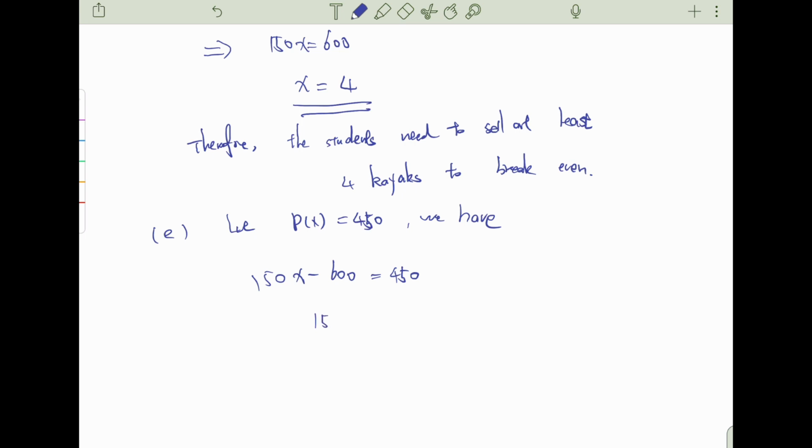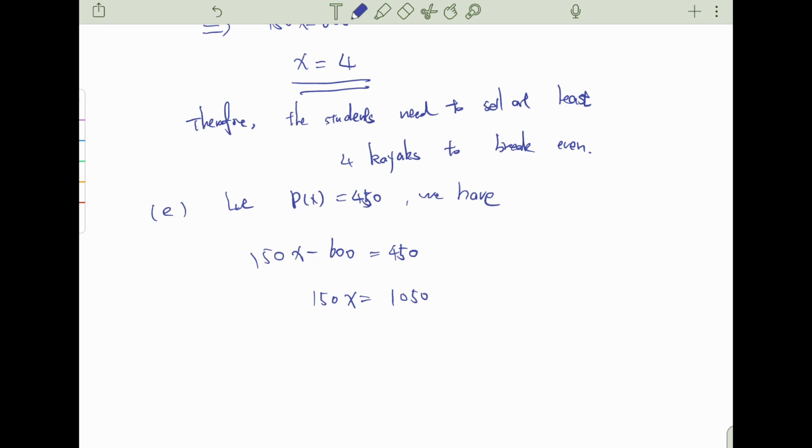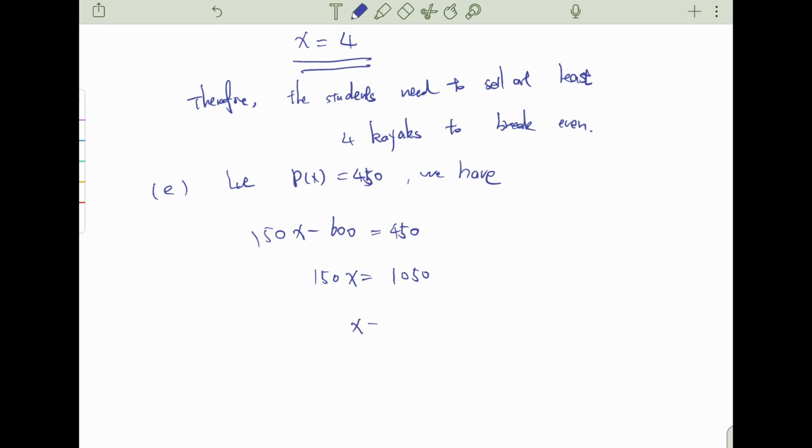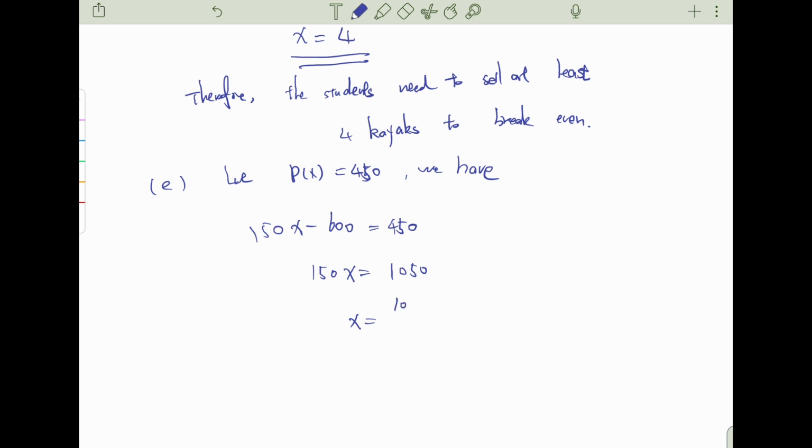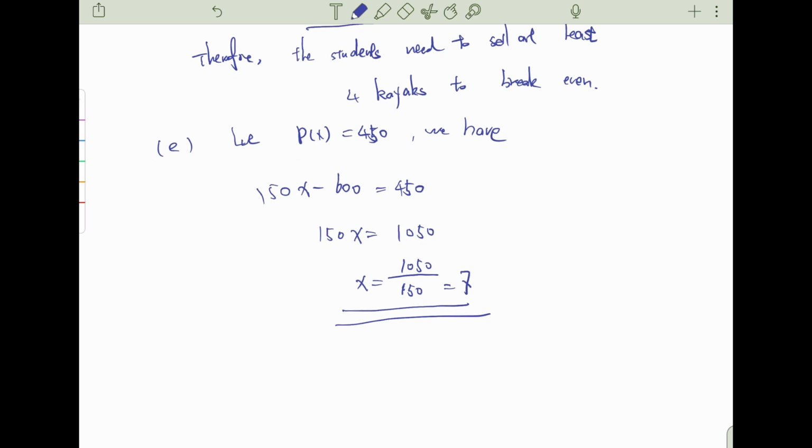And we manipulate the stuff a little bit, so we have this equal to 1050 by moving the 600 to the other side. And now divide both sides by 150. So now we have 1050 divided by 150, which is 7. Okay. So in order to make a profit of this, you have to build at least just 7 kayaks.